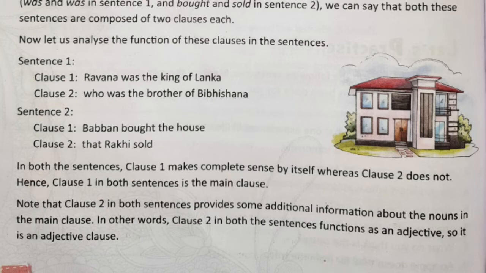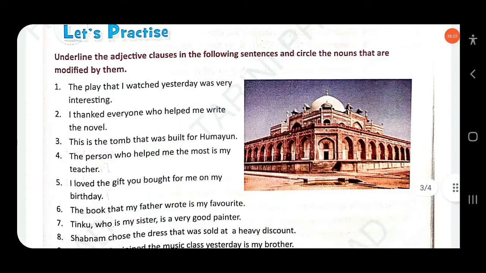Note that clause 2 in both sentences provides additional information about the nouns in the main clause. Who was the brother of Bibhishan tells more about Ravan. Similarly, in the second, that Rakhi sold tells more about the house. In other words, clause 2 in both sentences functions as an adjective, so it is called an adjective clause. Clear? Now underline the adjective clauses in the following sentences and circle the nouns that they modify.